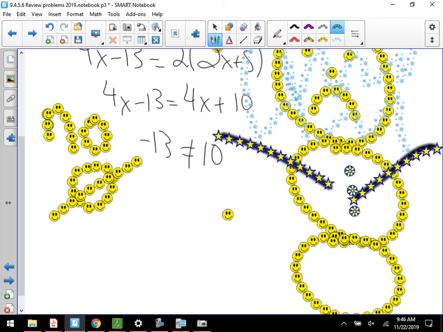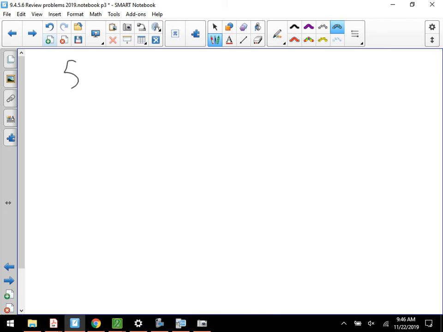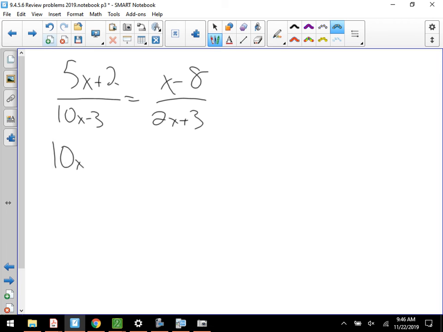Same idea. 5x plus 2, 10x minus 3, x minus 8, and 2x plus 3. This one we actually have to do a bit of work on. We have to FOIL it out. So we get 10x squared, 15x and a 4x is 19x plus 6. 10x squared minus 80 minus 3, so minus 83x, and then plus 24.